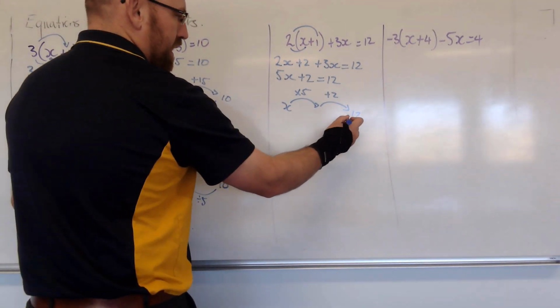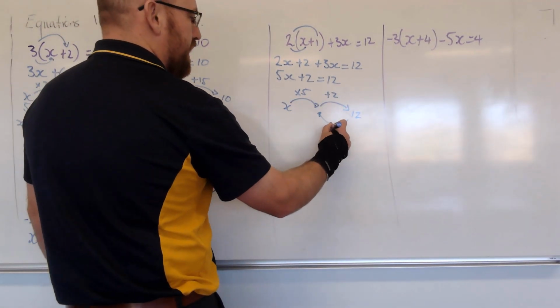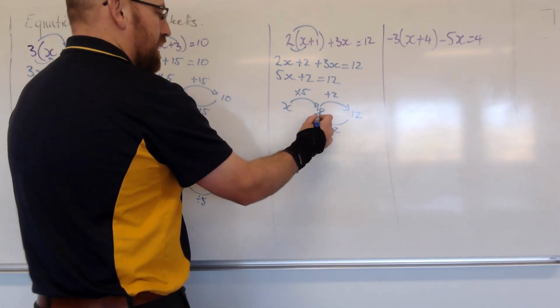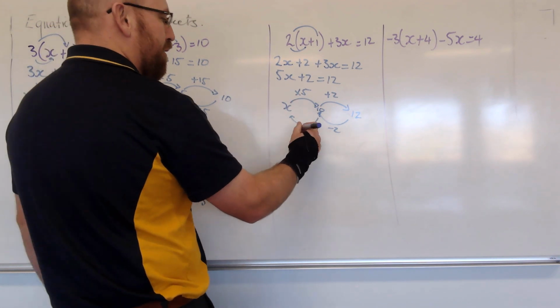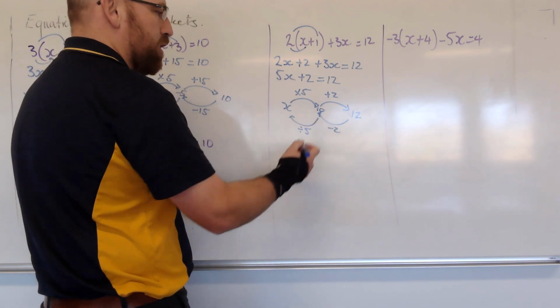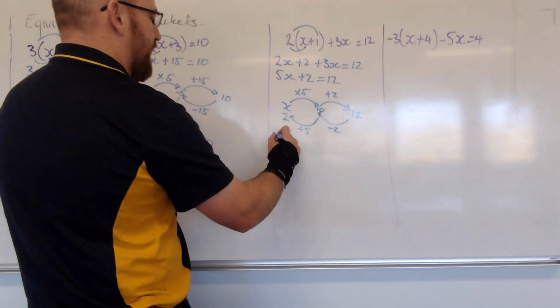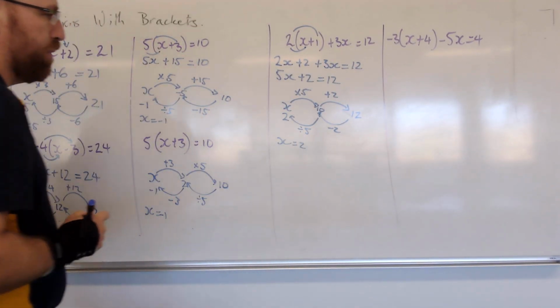I'm going to backtrack. Opposite of adding 2 is taking 2. Do it. 12 take 2 is 10. Opposite of timesing by 5 is dividing by 5. So do it. 10 divided by 5 is 2. Back at my x, so x equals 2.